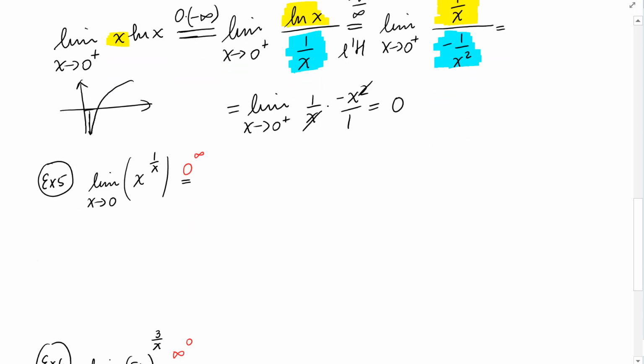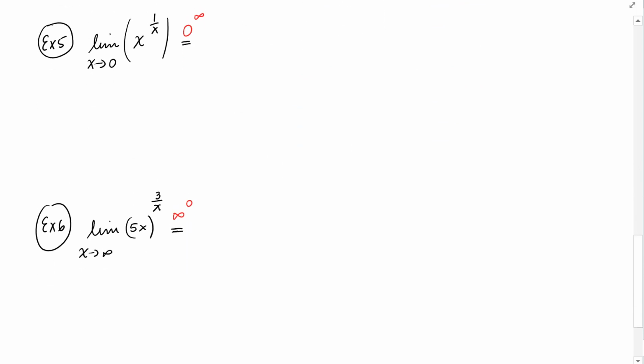Now let's take a look at another situation. Limit as x is approaching 0 of x to 1 over x. If we plug in x with 0, we get 0 to infinity. So, again, let's rewrite this using base e. So limit as x is approaching 0 of e to 1 over x ln of x. So again, let's put e and let's calculate the limit separately. Limit as x is approaching 0 of 1 over x ln of x.